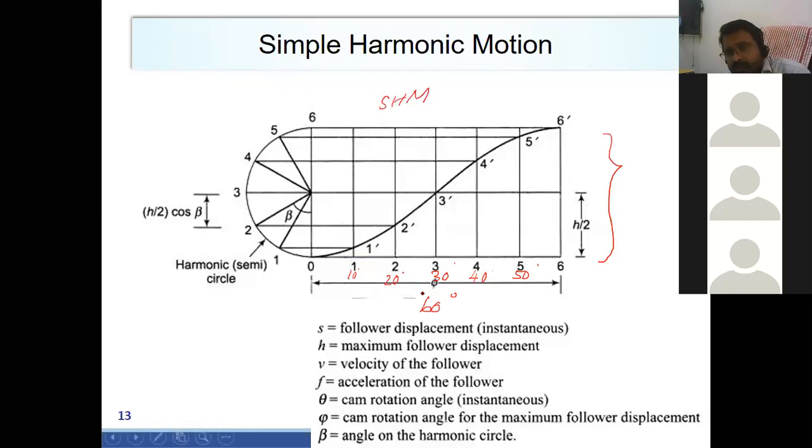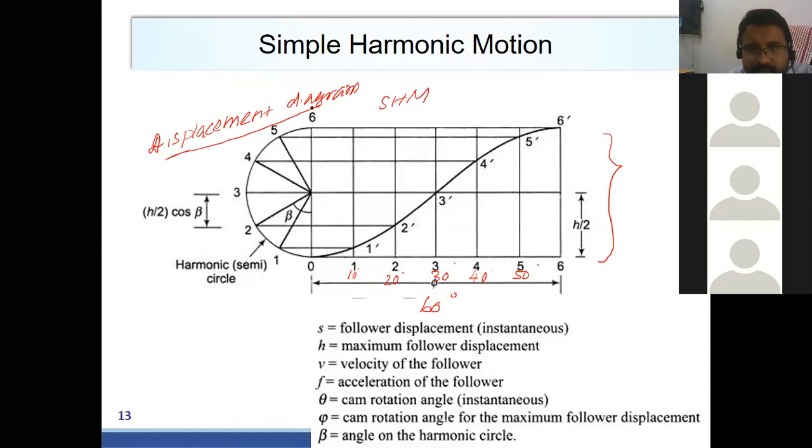So over 10 degrees, how much we are going to lift the follower is what is important. That's why we call this a displacement diagram. For every 10 degrees, how much lift we want to give.